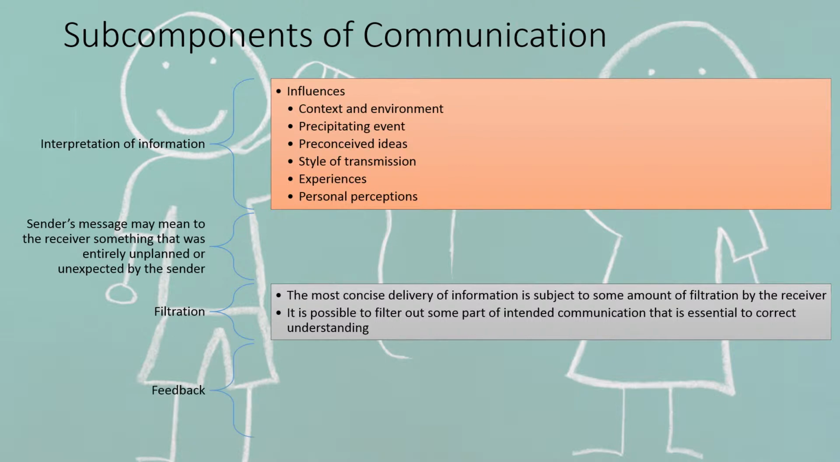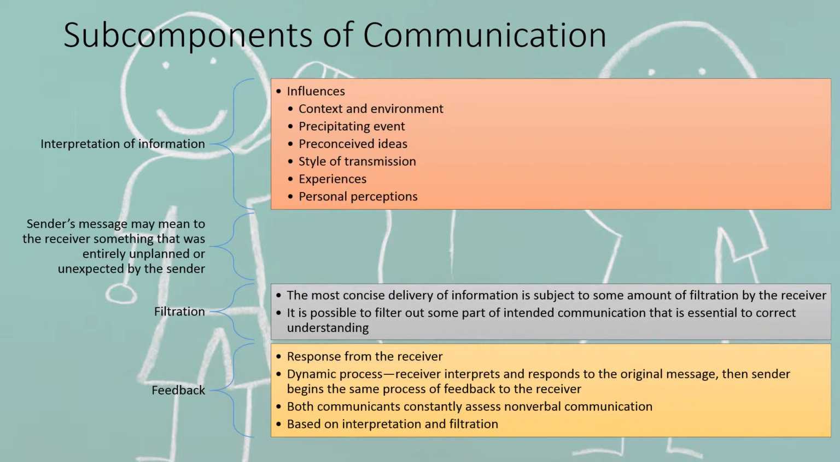Another subcomponent is feedback. This will include a response from the receiver. It's a dynamic process. The receiver interprets and responds to the original message. Then the sender begins the same process of feedback to the receiver. Both communicants constantly assess nonverbal communication. This is based on interpretation and filtration, also known as the feedback loop, according to Van Servellen in 1997.